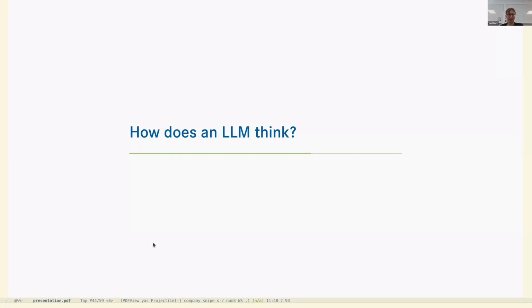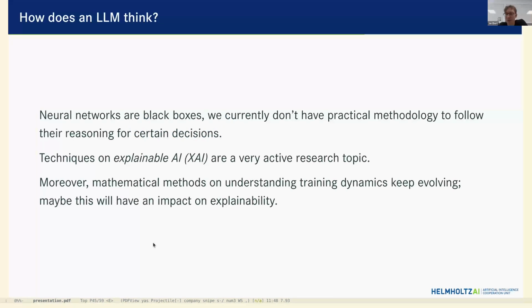Now we come to the more fun parts. How does an LLM think? Neural networks are black boxes, and we don't know how they reason, what they do. There are techniques on explainable AI, also called XAI, but these are still very actively researched. There are also other research topics on the mathematics behind training, how these models evolve over their training. And maybe this will also have an impact on explainability. But right now, we don't exactly know how these models work, why they say the things they do.